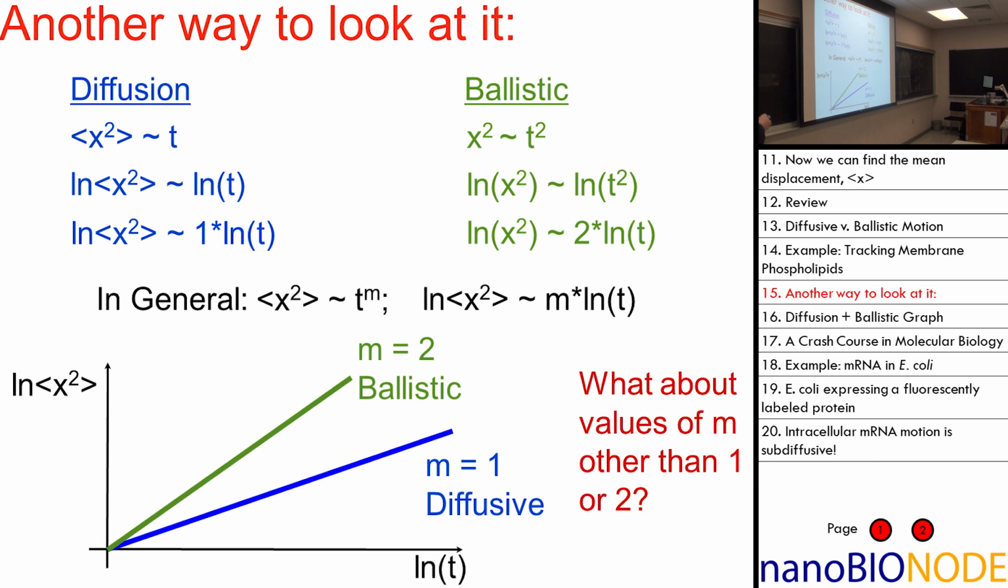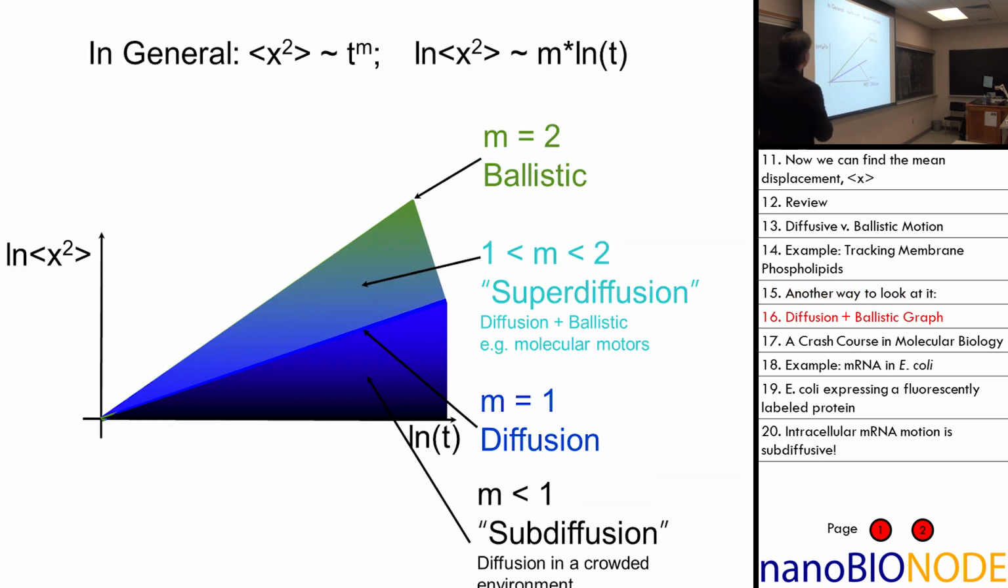So this is another way to determine whether your data are ballistic or diffusive: you plot them on log-log plots. All right, everybody cool with this? Now, this immediately raises another question. Here I have a slope of 2, here I have a slope of 1. Can I get things which have a slope between 1 and 2, or less than 1? And the answer is yes. So in general, what you'll measure is that the mean squared displacement is proportional to some power of time.